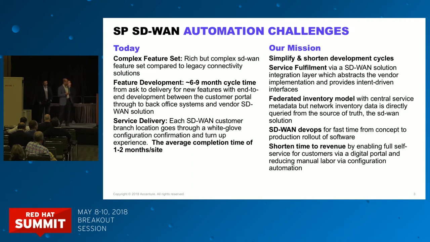So when you try to integrate what is a fairly agile solution with consumable APIs, but once it goes to the back office and you're talking about end-to-end integration all the way from a customer portal through the back office to the SD-WAN core solution, you're seeing feature development times of 6 to 9 months. The same thing is also reflected in service delivery. So if you're trying to turn up a new bank site, a new retail site, everything is a white glove managed service experience, which is taking anywhere from 1 to 2 months.